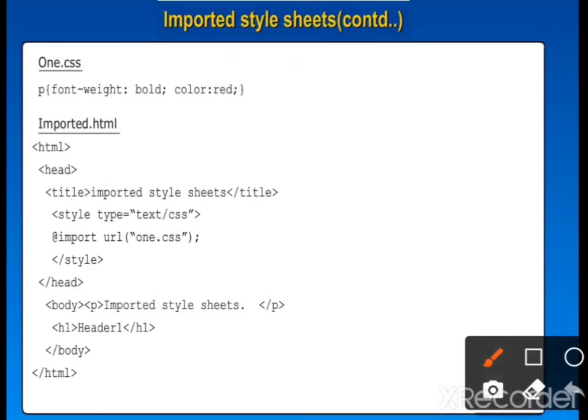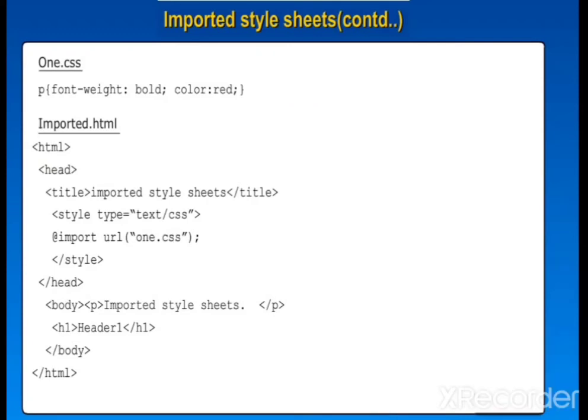See, whatever I want to write in the one.css file, I wrote here. In that one.css file some content is there. That content is p curly brace open, font weight bold, and color is red. It is the style I want to apply for a paragraph tag, and that style is mentioned in the one.css file. That one.css file is imported in this HTML document by using the import keyword. Okay, let us see the output.